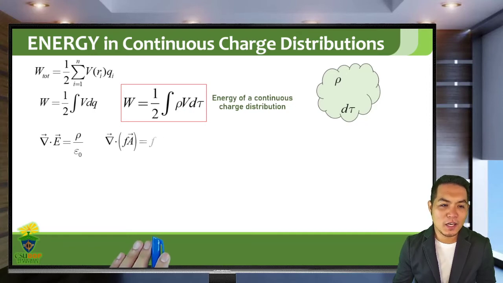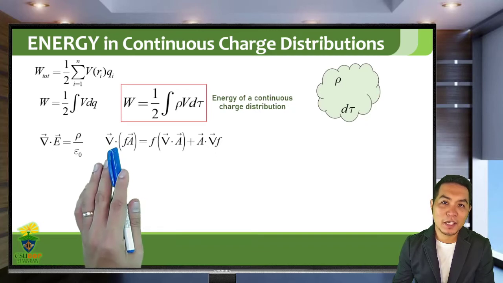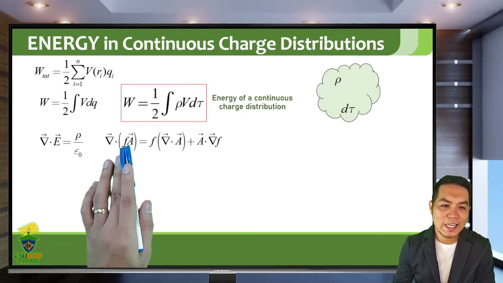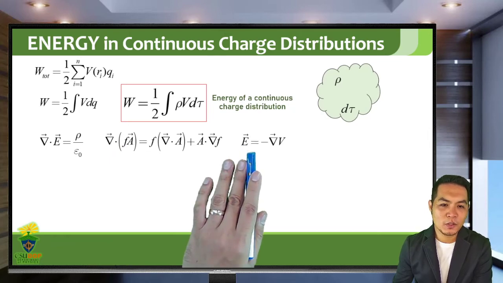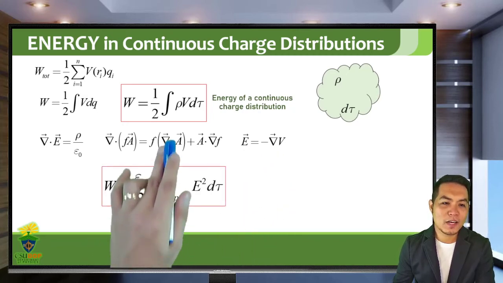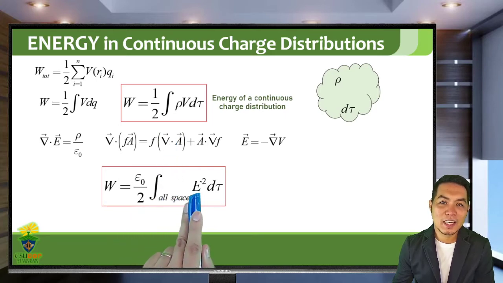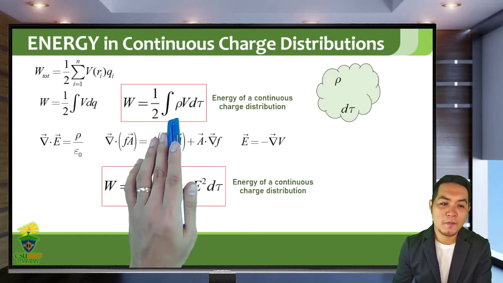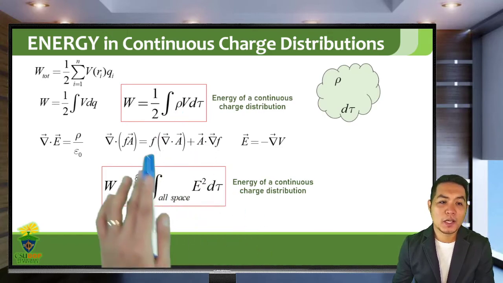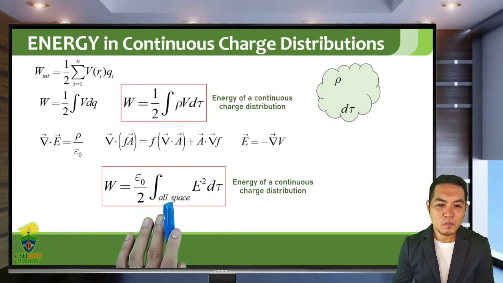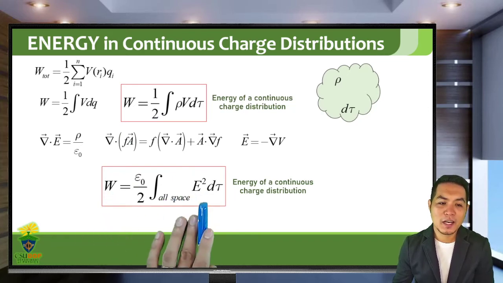However, we can also use Gauss's law and this vector calculus formula, that the divergence of the product of a scalar function f and a vector function A is just given by this. Using the electric field as the negative gradient of potential, we can also write this equation in terms of the electric field. These two are just the same, the energy of a continuous charge distribution. If you are given a charge density rho and potential, then you can use this equation to solve for the energy. But if you're given the electric field, then you can use this equation. Any of the two will do depending on the given values.